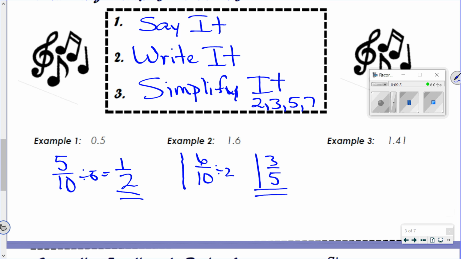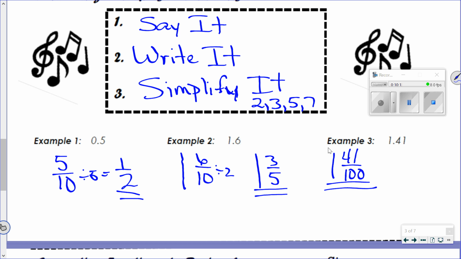Again, let's go through the process. Say it. Seamus. 1 and 41. Excellent. Then we write it. 1 and 41 hundredths. Now we check for simplifying. And once we're getting into the bigger numbers, this is where your 2, 3, 5, 7 really helps you guys. Can I divide those both by 2? By 3? By 5? By 7? If you say no 4 times, you're done.